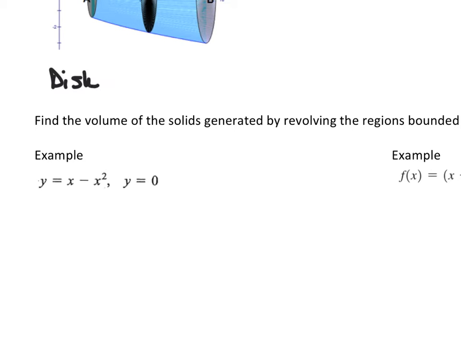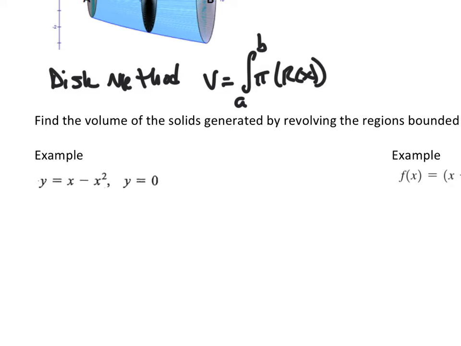So the disk method. Okay, and that is that the volume is equal to the integral from a to b of pi times big R of x squared dx.